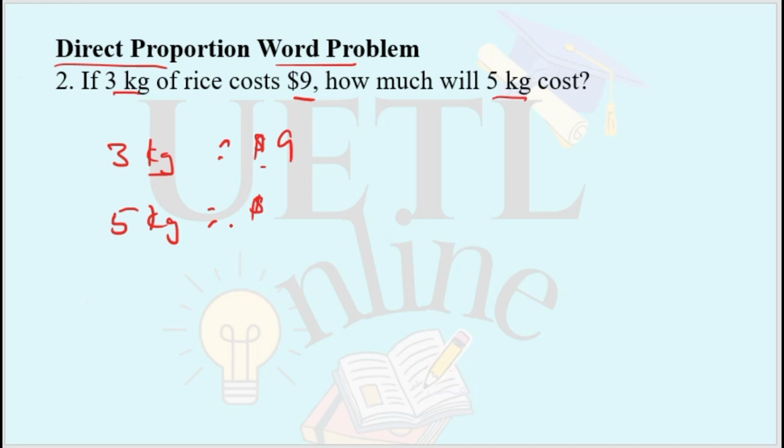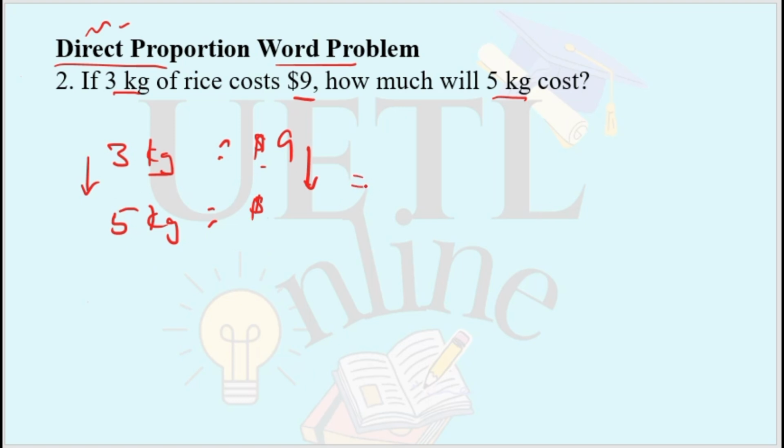Now it says that it's direct, because if the value here with 3 kg is going to cost less than 5 kg, it increases. So this means that the value here is going to be less than this. This is the meaning of direct, because this is increasing, this also increases. Now let's see how we solve this.